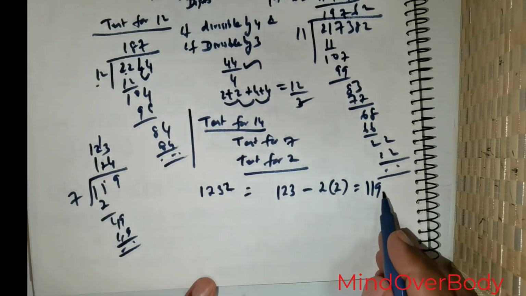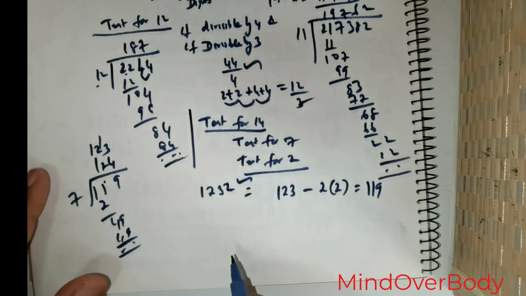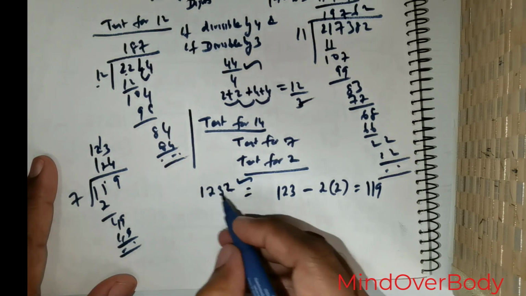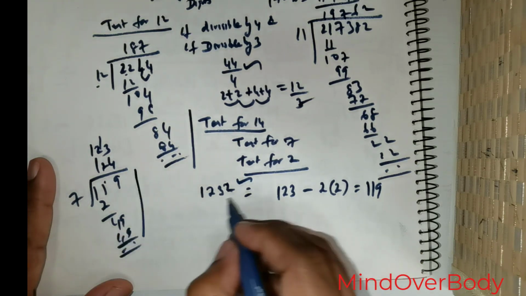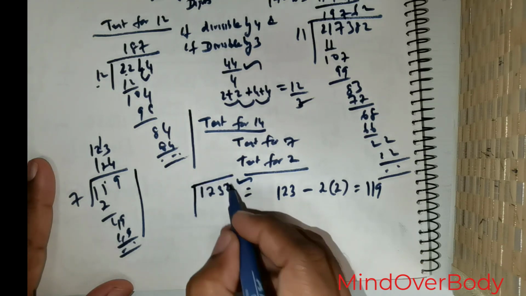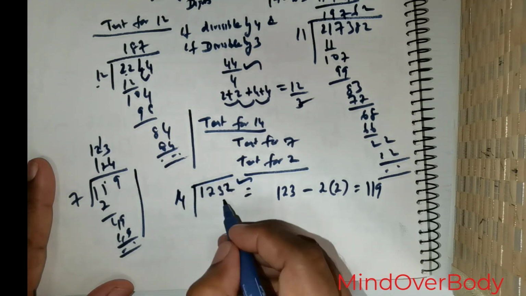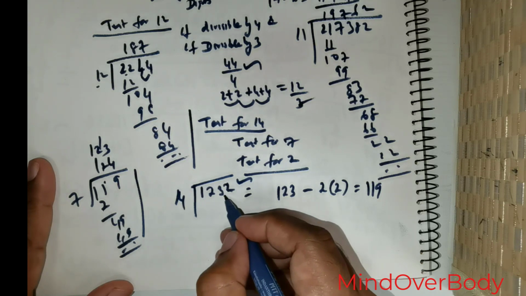Right? So clearly this number is divisible by 14. Let me just show you that this number is divisible by 14. Let me try the division. 14 doesn't divide 12, so 14 divides 123.